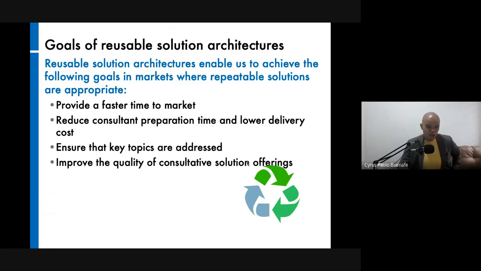Ensure that key topics are addressed. So we now know the peculiarities of that industry. And we can actually improve the quality of consultative solution offerings. The idea there is that because these reusable solution architectures have the potential to even be customizable, on top of the fact that it is reusable, definitely your credibility as an architect or as a consultant is bolstered considerably if you do the methodology very well.